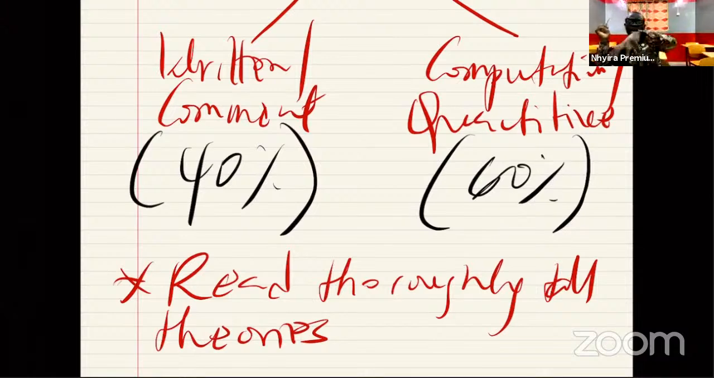The structure of the exams: 40% written or comment questions, 60% computational or quantitative questions. So to increase the chances of passing the examination, in as much as you spend time to do the calculations, spend the same time to do the theories. Very, very critical.